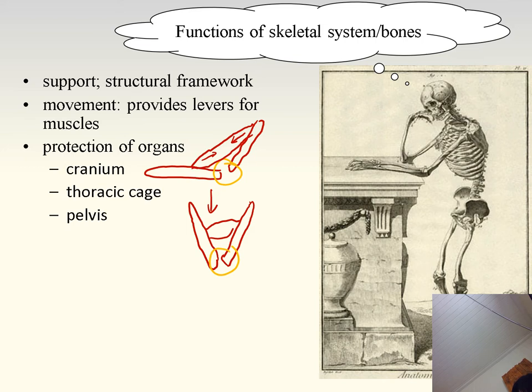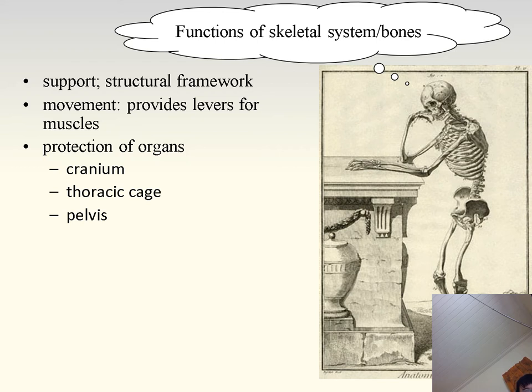There's also some very soft things that we need to protect, and a good way to protect them is to stick them in some kind of bony cage or prison. And this is important because it helps us keep them alive.